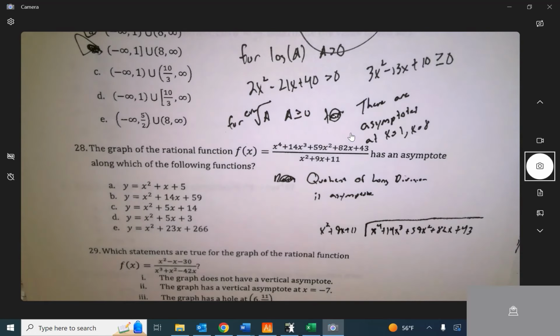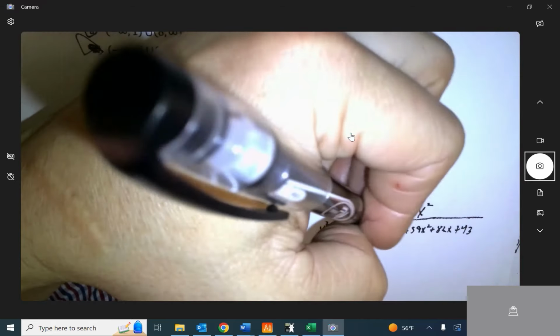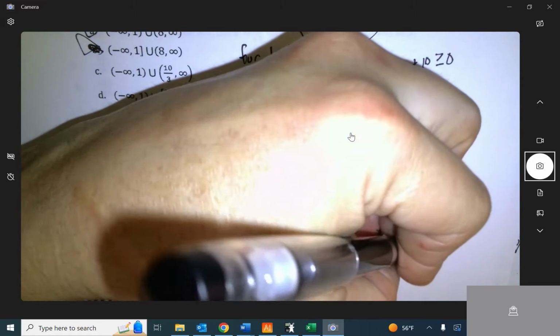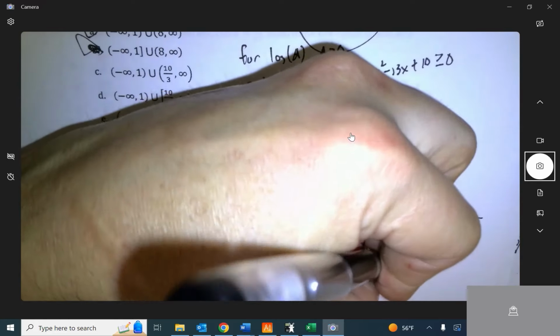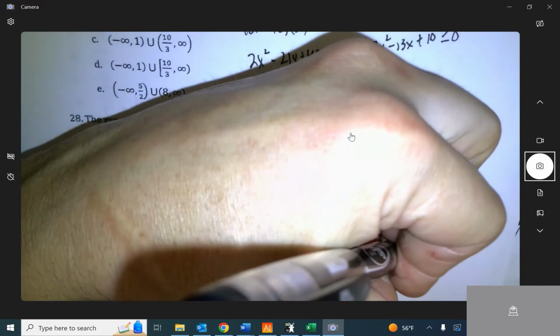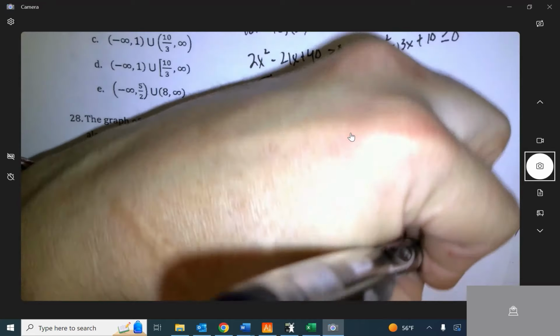Obviously, it's an x squared. Obviously. Use your distributive property, x to the 4th plus 9x cubed plus 11x squared. Right before you subtract, 14 minus 9 is 5. 59 minus 11 is 48, I think. And then carry down that 82x.